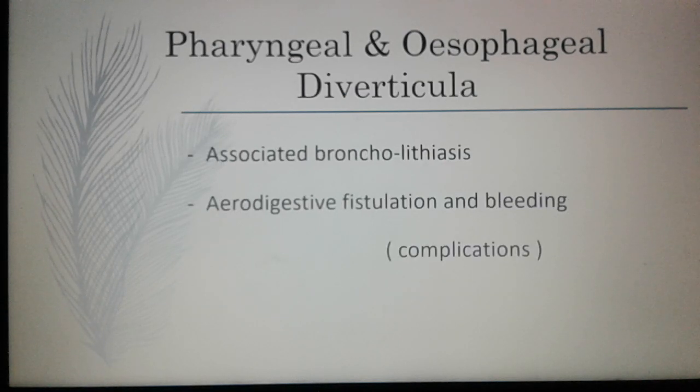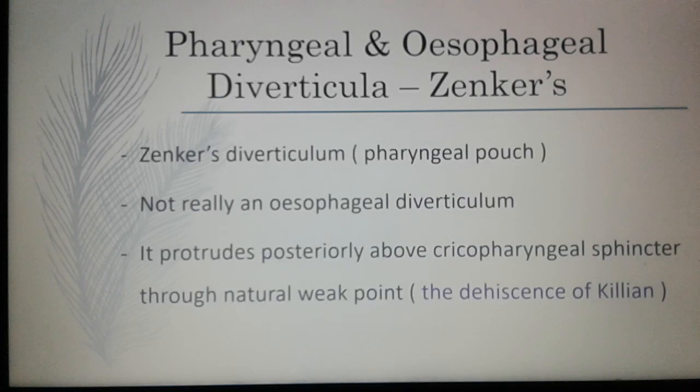These type of patients also sometimes complain of broncholithiasis, presence of stones in the bronchus. And sometimes in neglected cases, some complications could be there in the form of aerodigestive fistulation. There is communication between the gastrointestinal tract, that is the esophagus, and the respiratory tract, that is the trachea. Tracheoesophageal fistula could be there as a complication, and sometimes massive bleeding. These could be the presentation of these type of patients.